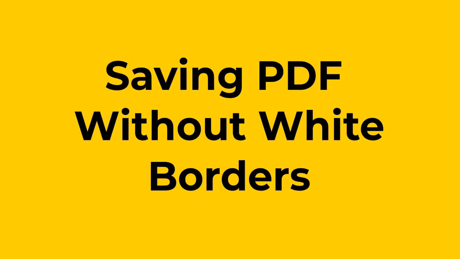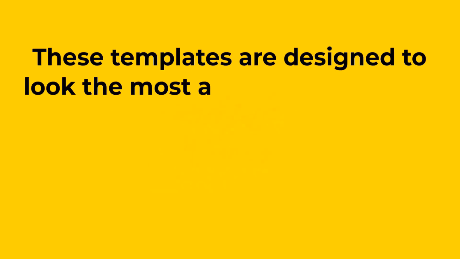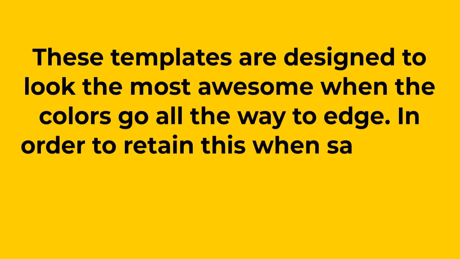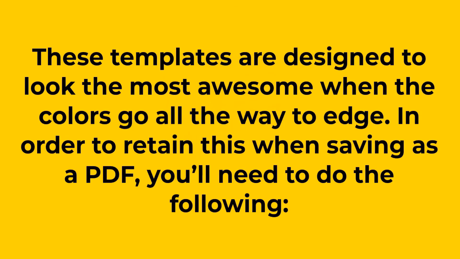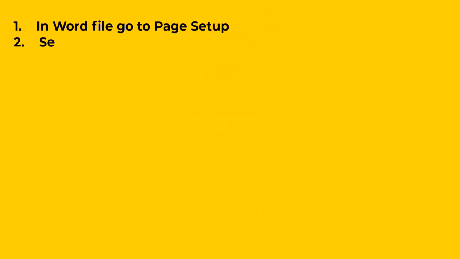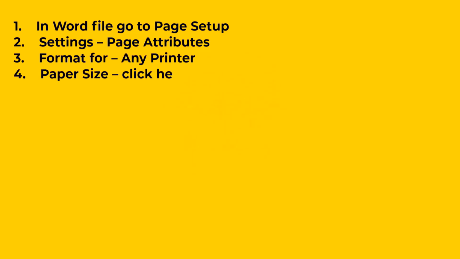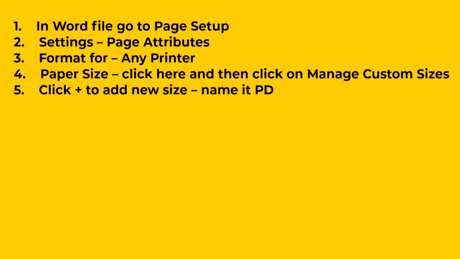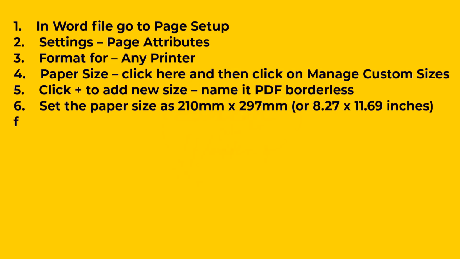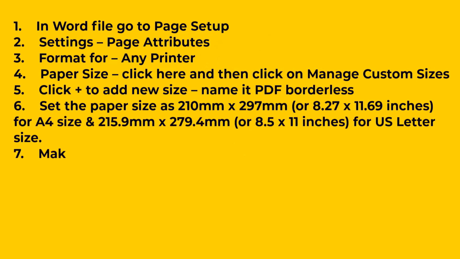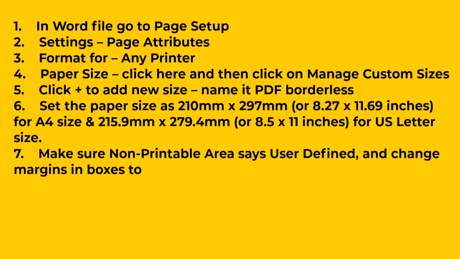Saving PDF without white borders. These templates are designed to look the most awesome when the colors go all the way to the edge. In order to retain this when saving as a PDF, you'll need to do the following. 1. In Word file, go to Page Setup. 2. Settings, Page Attributes. 3. Format for any printer. 4. Paper size, click here and then click on Manage Custom Sizes.